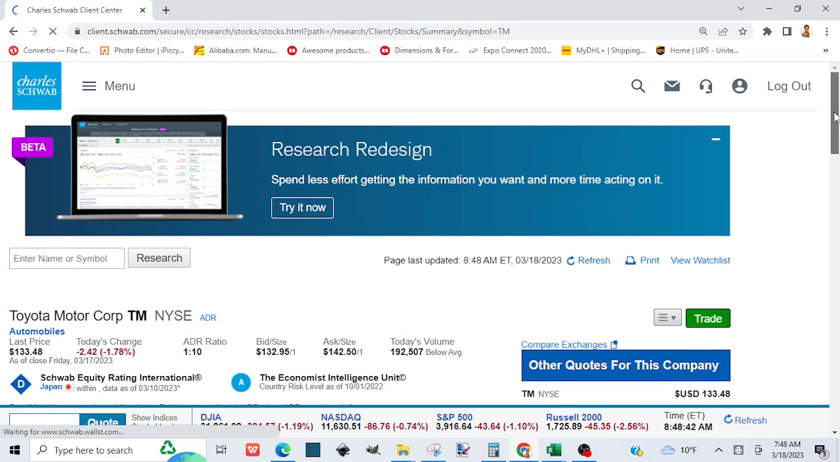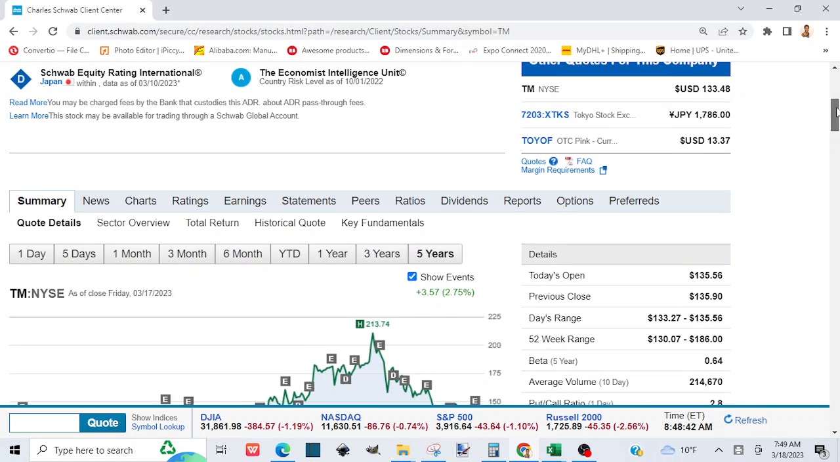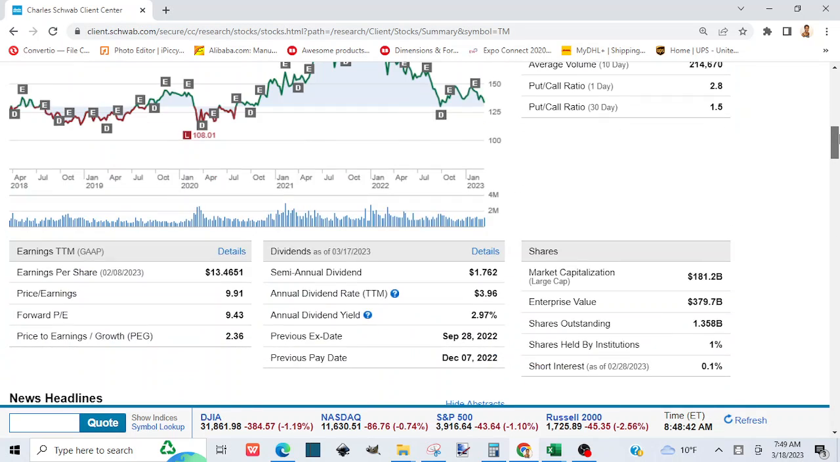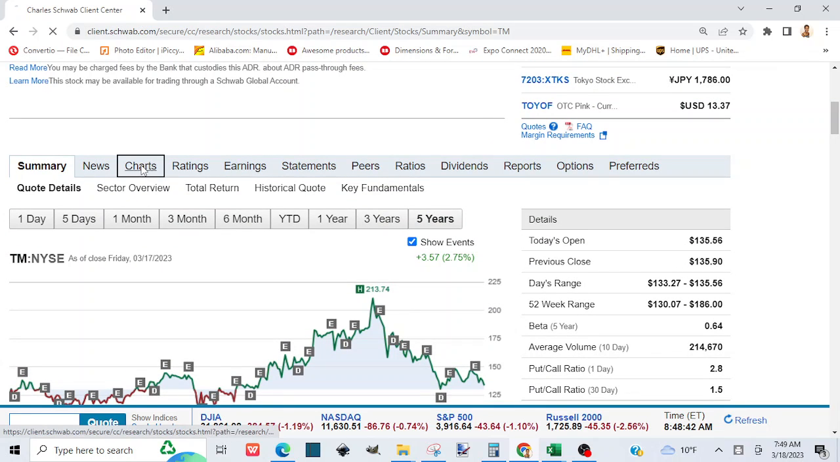And I'm in classic view, so the way things are laid out for me look different from yours. So TM is selling on the New York Stock Exchange, but it is an international company, a Japanese company. But it's selling on the New York Exchange, so that passed that requirement. It has a 2.97% dividend. Let's go to the chart and see for how long it has been around and how the growth trend is.